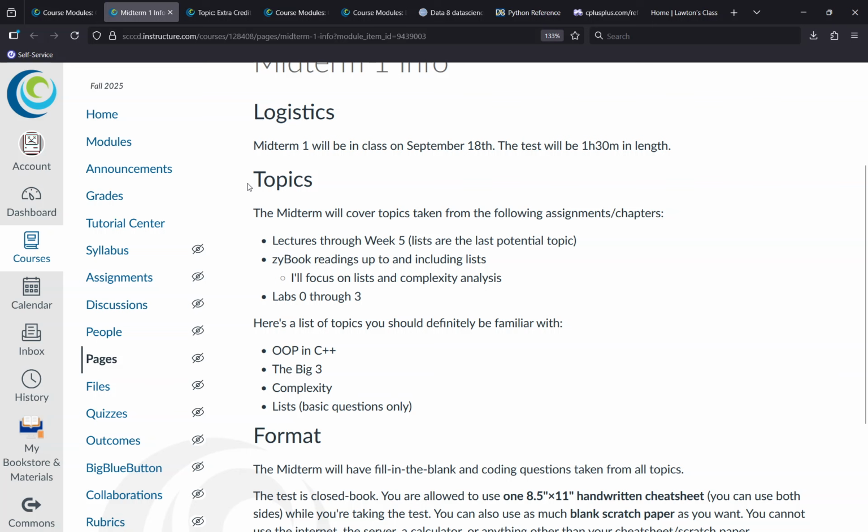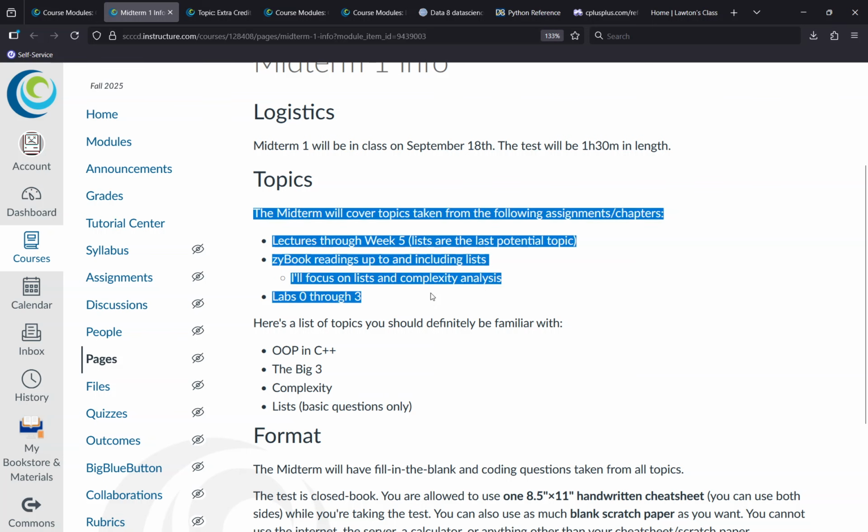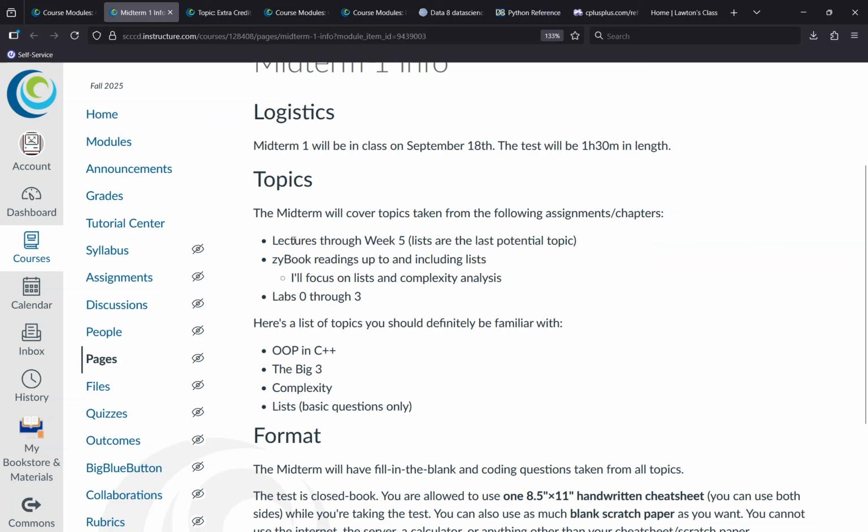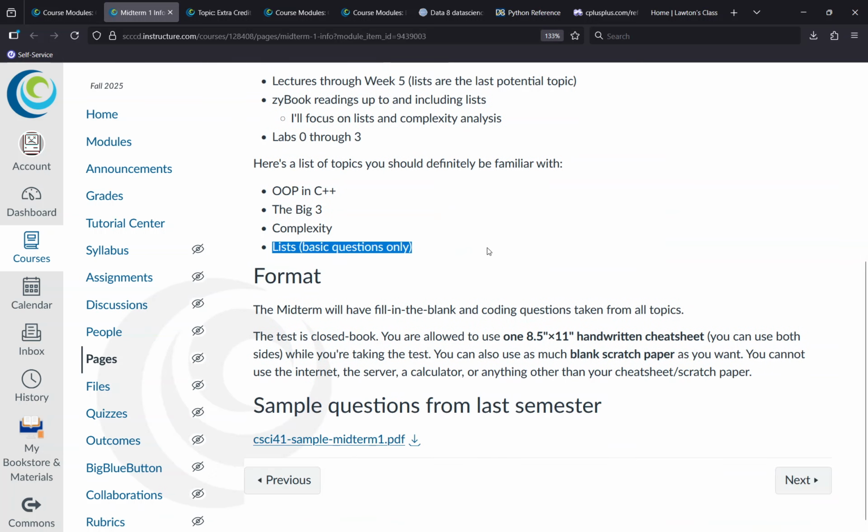Here's a list of topics, lectures up through week 5. The idea of lists is going to be the last topic that will hit hard. Some of these labs, like lab 3, I don't remember the due date. It may have been nice to you and be due after the midterm, but I'm going to test you on it, so it might be useful to do it first. Syllabus readings are up to and including lists, so just read all this stuff. Here's a list of topics you should understand. Lists are going to be the most recent thing that we talk about.